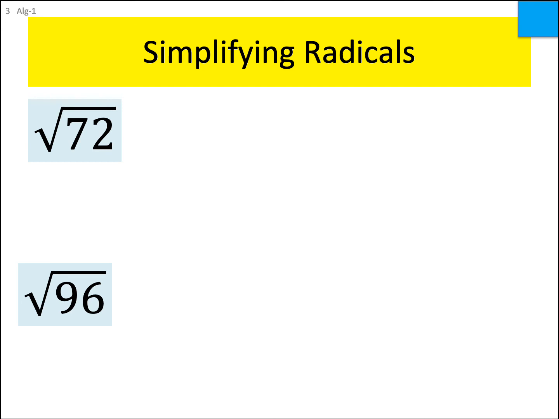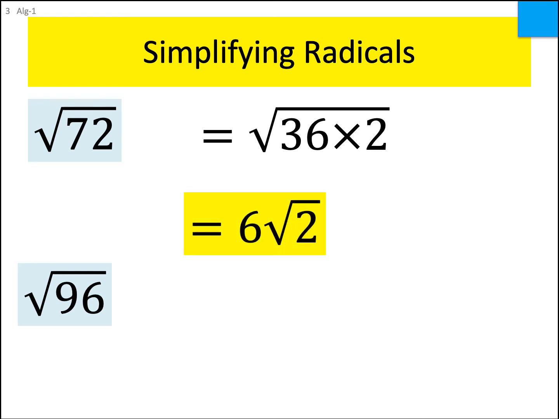All right, look at your perfect square. What is the biggest perfect square that goes into 72? Okay, hopefully you realized it was 36. 36 times 2 is 72. What's the square root of 36? 6. So we get 6 root 2.